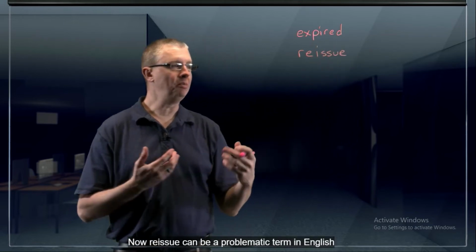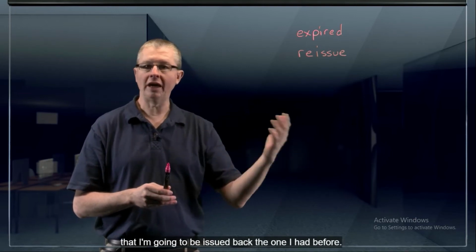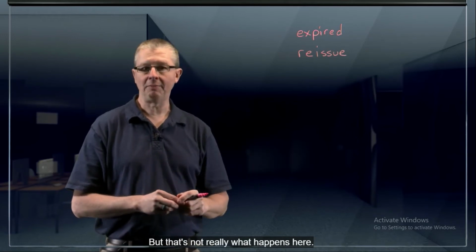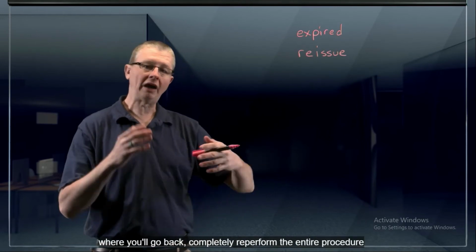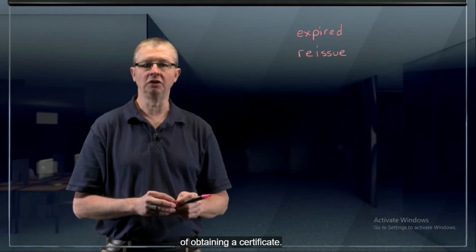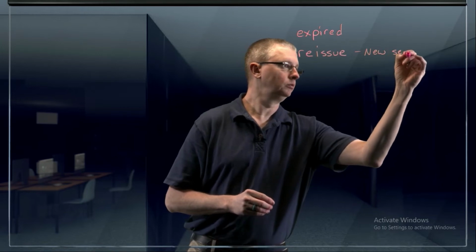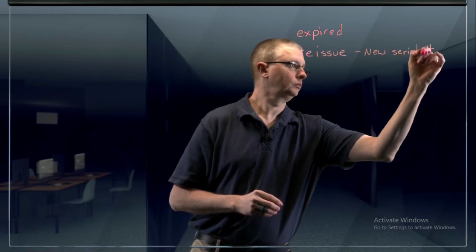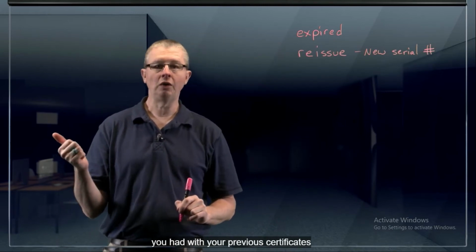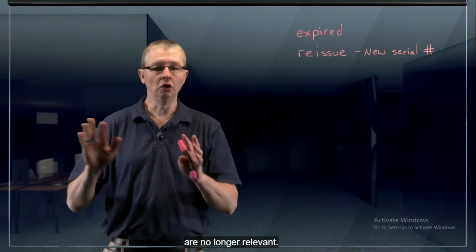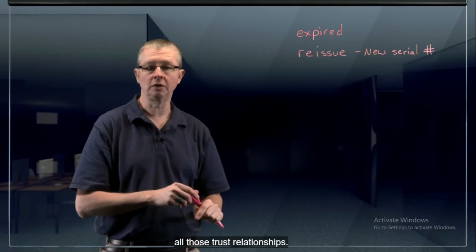Now, reissue can be a problematic term in English because it kind of seems to imply that I'm going to be issued back the one I had before. But that's not really what happens here. Instead, this is a shortened form of the phrase "repeats the issuance process," where you'll go back and completely re-perform the entire procedure of obtaining a certificate. And so ultimately, you're going to be getting a new serial number. And therefore, it is a new certificate, and the pre-existing trust relationships you had with your previous certificates are no longer relevant. Those are tied to the now expired certificate. Now you have to go and reestablish all of those trust relationships.